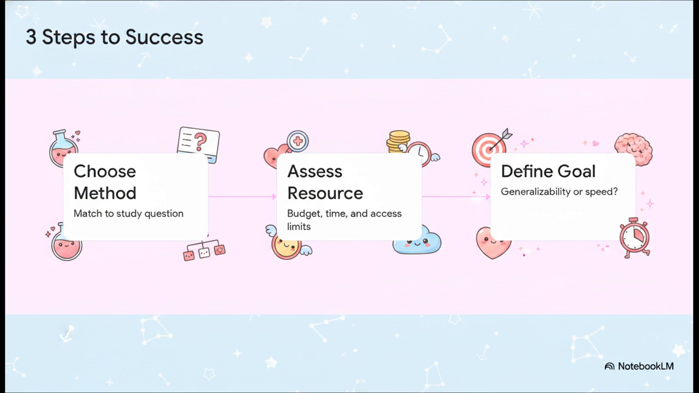Step 2, rigorously assess your resources. What's your actual budget? How much time do you really have? Do you truly have access to a full population database? Step 3, define your ultimate goal. Do you need perfect generalizability, or do you just need speed and exploratory data? Literally walking through these 3 exact steps prevents researchers from wasting millions of dollars on a badly designed study.